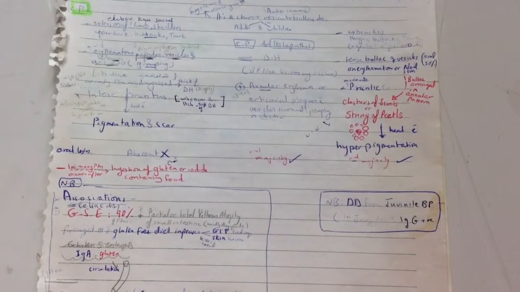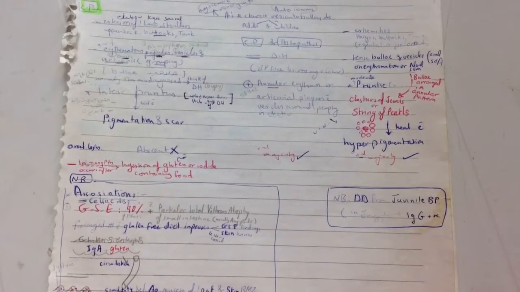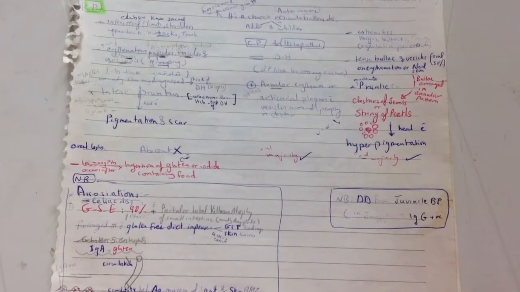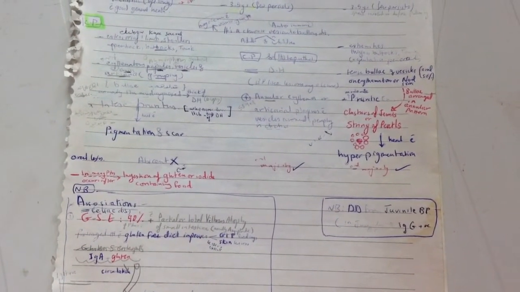We should differentiate it from juvenile bullous pemphigoid. Of course, in juvenile bullous pemphigoid, there is immunoglobulin G positivity. Here, there is immunoglobulin A positivity.